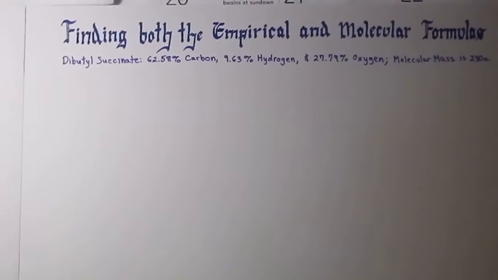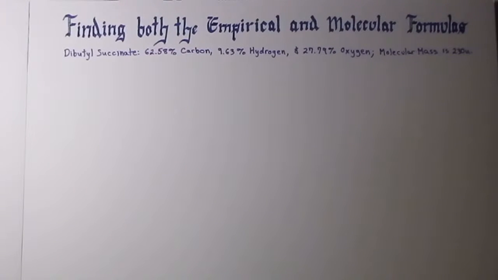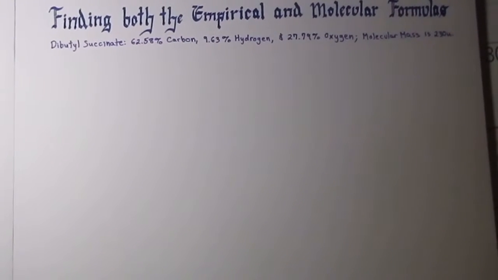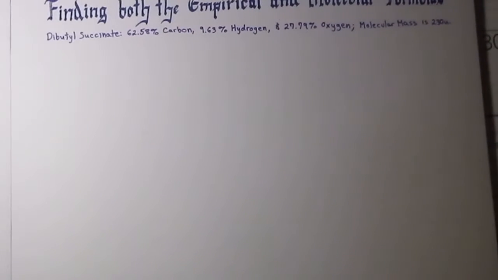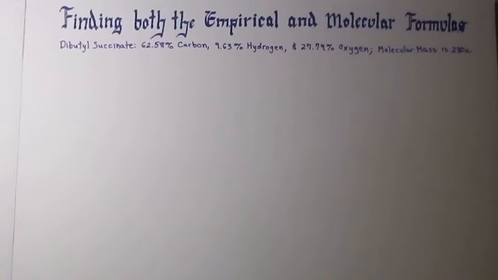Hello, this is finding both the empirical and molecular formulas. We have dibutylsuccinate at 62.58% carbon, 9.63% hydrogen, and 27.79% oxygen, and the molecular mass is 230 atomic mass units.